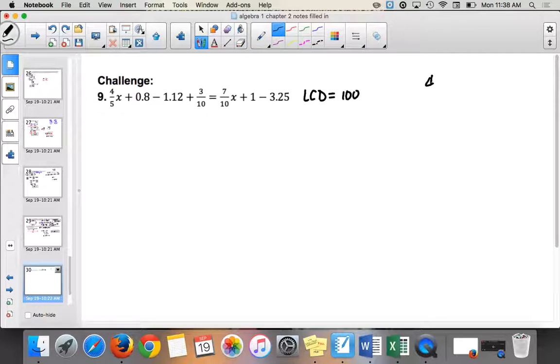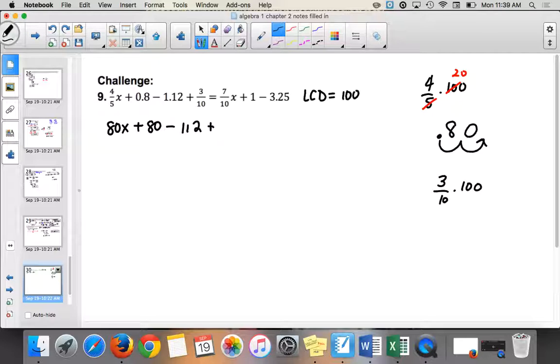Well, what do we get when I do 4/5 times 100? What's 4/5 of 100? Divide 100 into 5 pieces, and then take 4 of them. Yep, so it's going to be 80, right? Because this becomes 20 times 4. So we get 80x. What happens when I take 0.8 and I multiply by 100? I move it over twice, right? So I have plus 80, minus 1.12 multiplied by 100 is 112, plus 3/10 multiplied by 100. What do we get there? Cancel, cancel. 30, right? Equals 7/10 multiplied by 100.